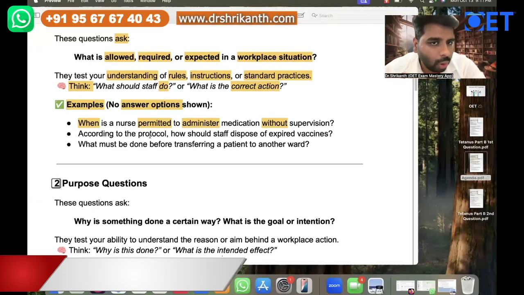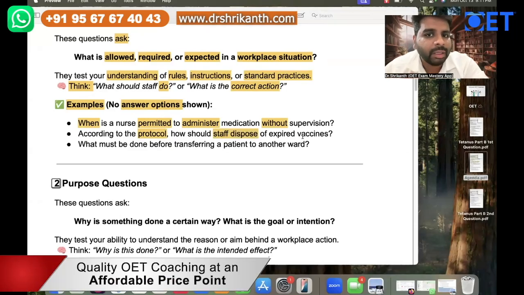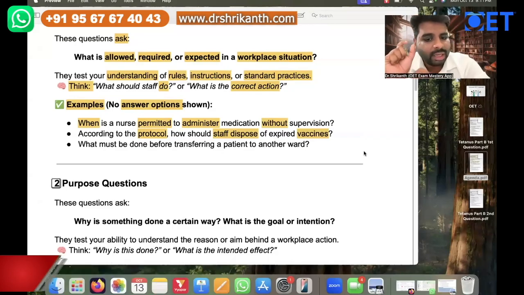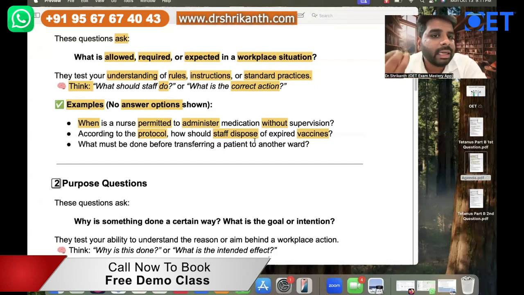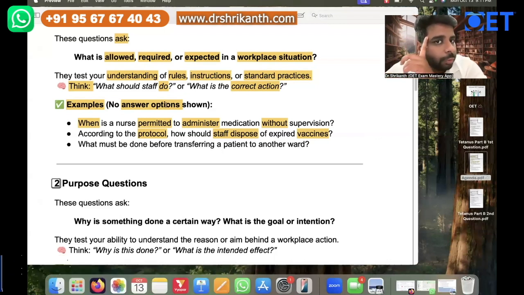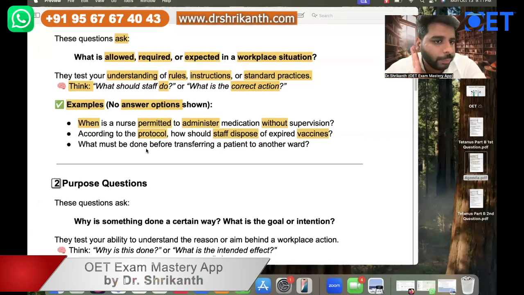According to the protocol, how should staff dispose of expired vaccines? When a vaccine becomes expired, they cannot simply discard it, right? There is a method, okay? There is a standard method in which they have to dispose of it. It is a very strict rule. These are all strict rules that need to be obeyed by the staff, right? So this is how your brain should work. What should the staff do?